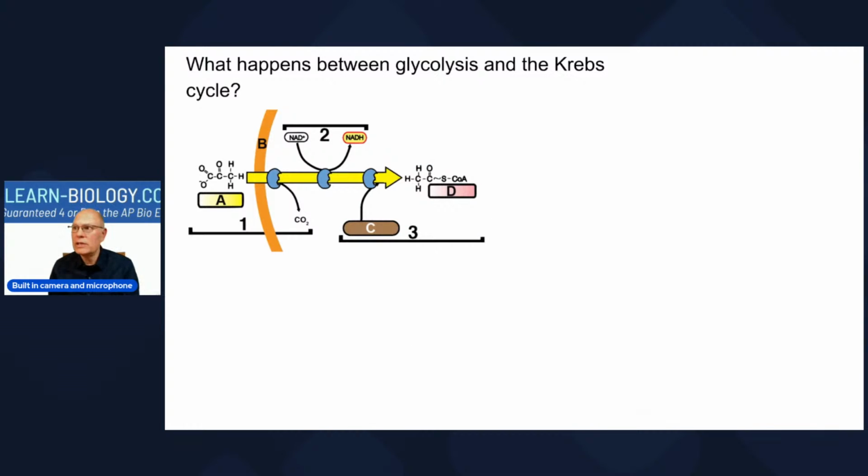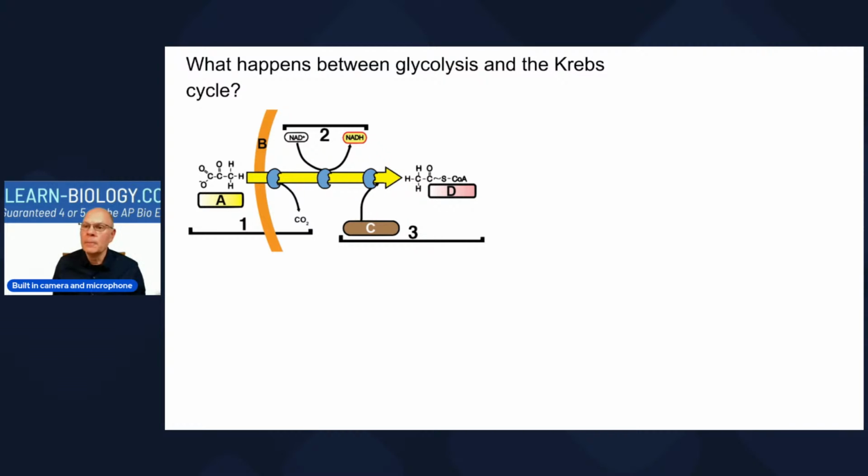Now, after glycolysis, there's the Krebs cycle, but in between, there's a reaction that links the 2 together. And that doesn't have a name like glycolysis or the Krebs cycle. Its name is the link reaction.